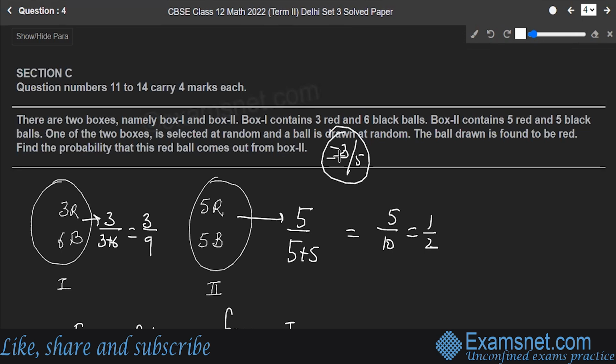With that, we have completed all the questions of this set 3 paper, term 2, class 12, 2022, Delhi paper.